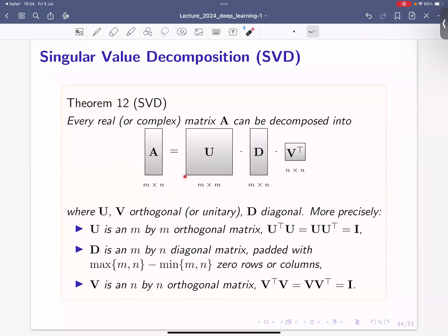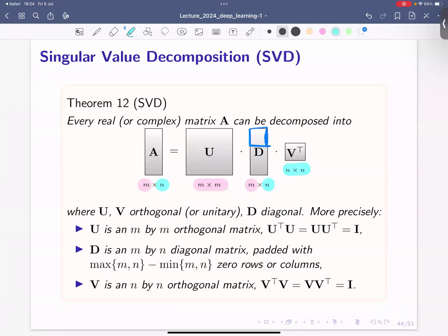We have a first matrix U, which is a square m by m matrix, so it matches this dimension here, times a diagonal matrix D. It's an m by n matrix, and in the picture here, essentially this part is going to contain the singular values. I'm going to explain this soon. So we have this D matrix in the middle, and then we have a V transpose matrix here. And this one has dimension n by n, right?